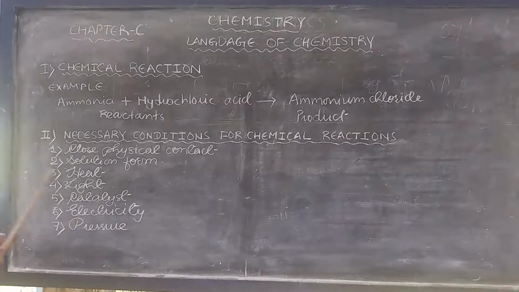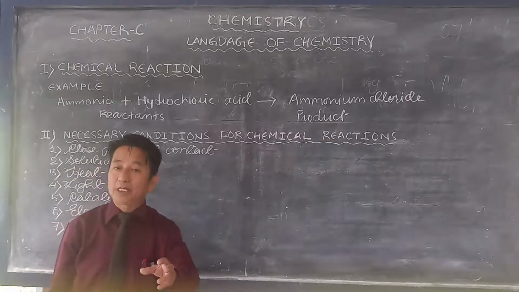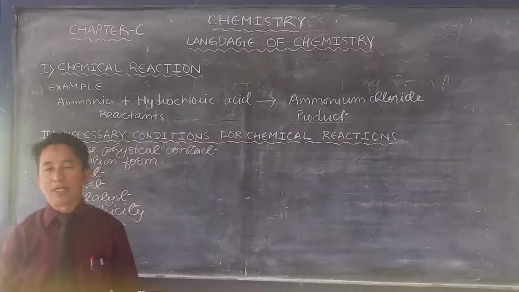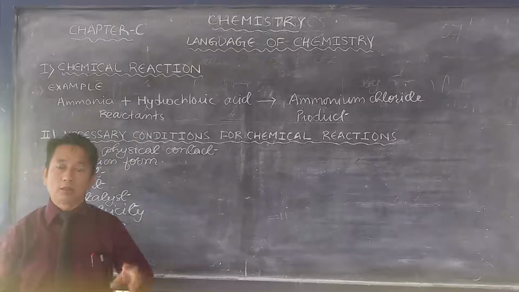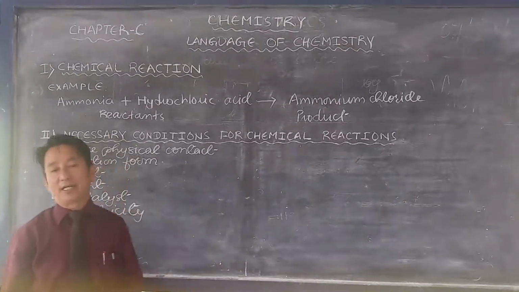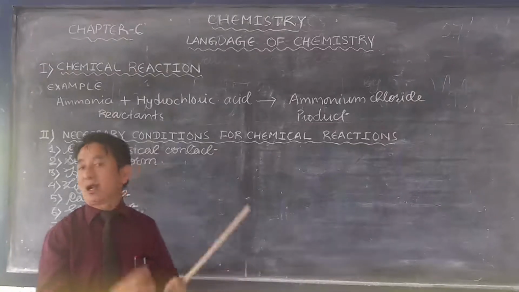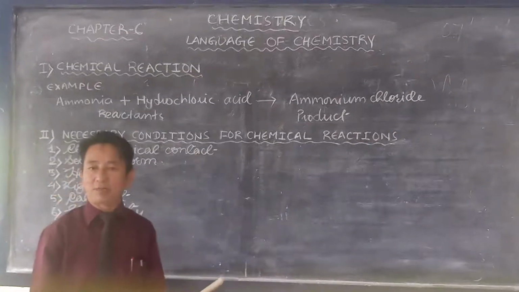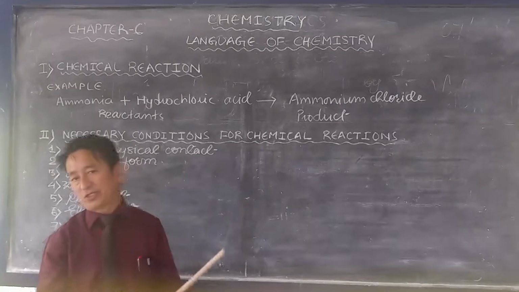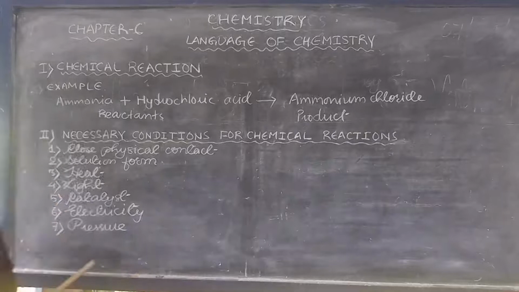Now, the third one here, heat. Some chemical reactions take place by the action of heat, like copper carbonate. When it is heated, it decomposes. A colorless, odorless carbon dioxide gas is evolved and a black residue is left behind. That black residue is copper oxide.